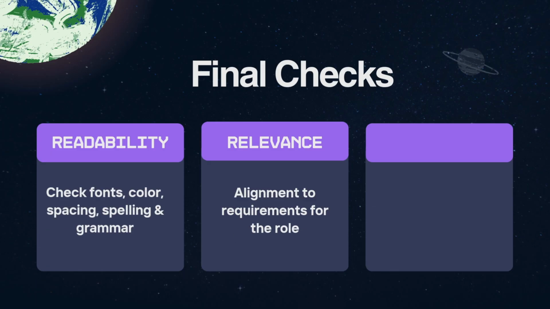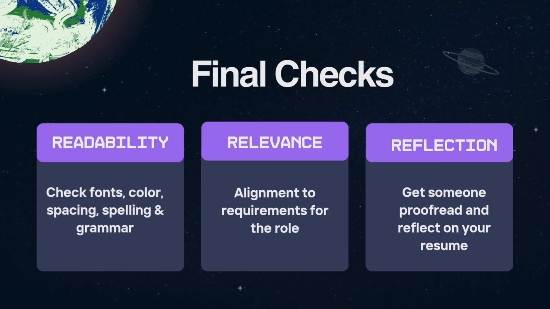Step 2 is check for relevance. Does this align to the job description for which you are applying? Step 3, the final R, is for reflection. You are going to proofread this with someone else and get a reflection of how this resume looks like.